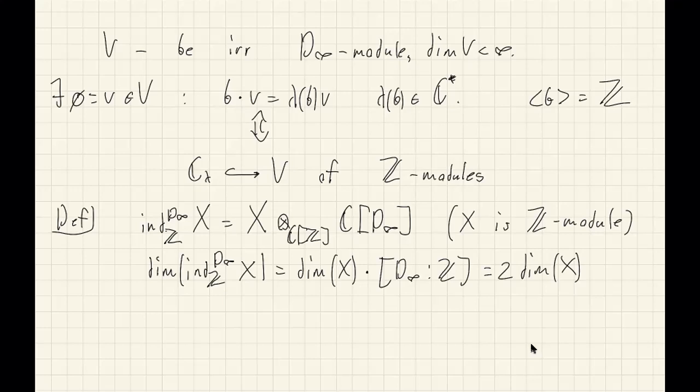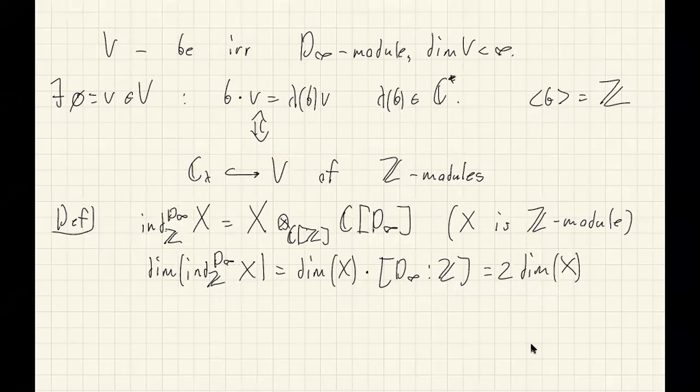Here it is also important that the induced representation is an adjoint functor. It's left adjoint to the forgetful functor, I think. Yes, it is left adjoint to the forgetful functor. So if we have a map from a Z module to a D infinity module, that means by adjointness that we have a map from the induced representation to V itself.